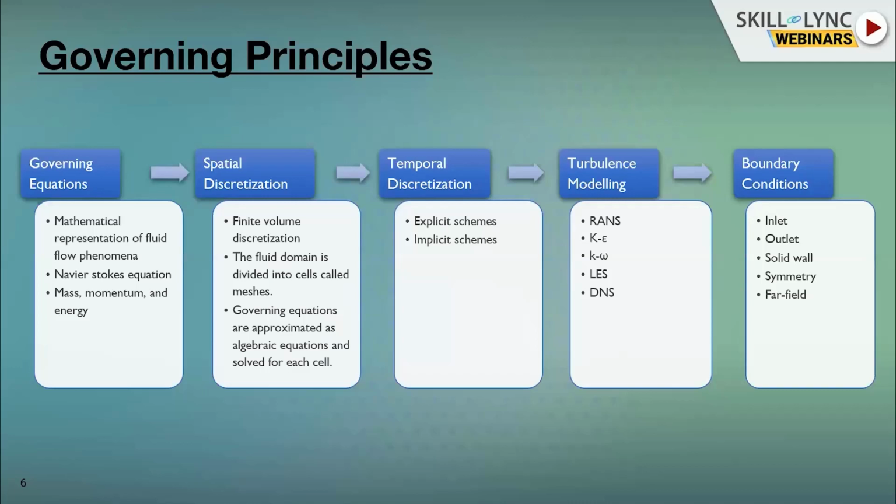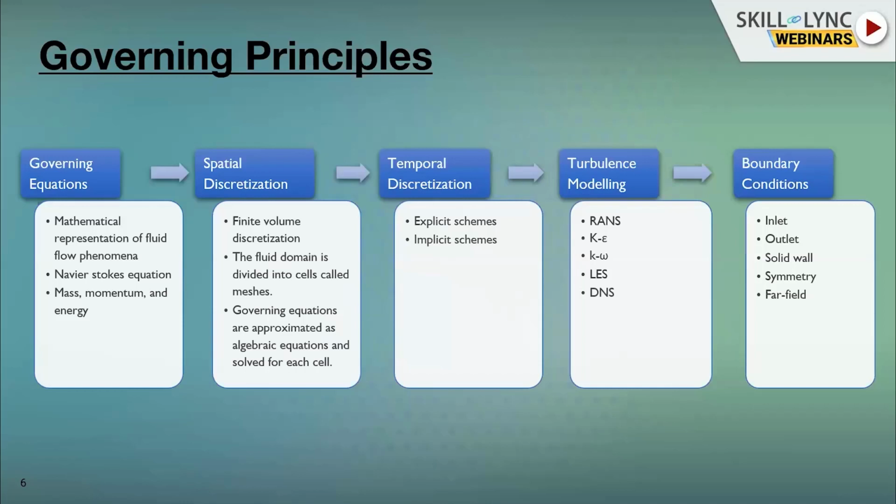So there are different schemes available in the CFD solver. They are called explicit schemes and implicit schemes. Explicit schemes are those in which, as I said before, this is an iterative process. So at a particular time step, if you want to calculate the flow parameters, then in an explicit scheme, you would know the previous time step values, and those would be used to calculate the current time step values. So that is called explicit time marching.